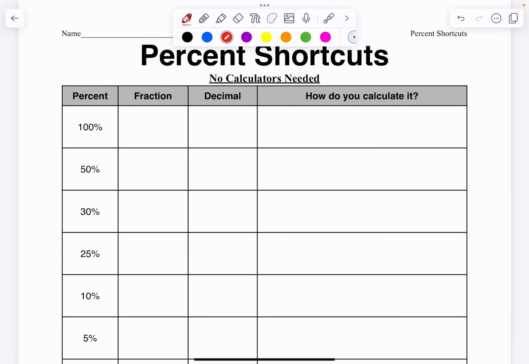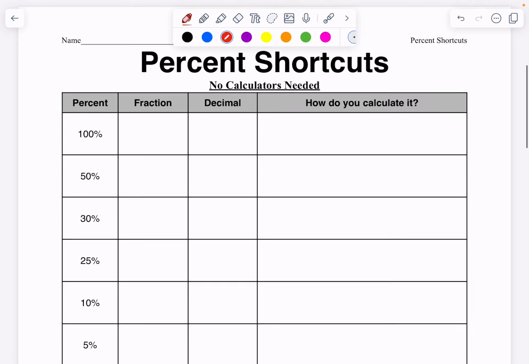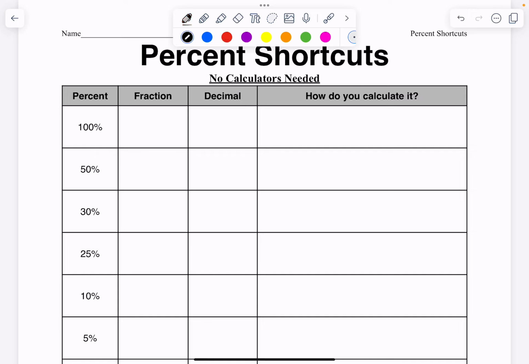When we use these percent shortcuts, this would be like figuring out percent of a number. So like if I was asking you for 50% of a number or 30% of a number, these are some of the shortcuts that you could use. I'm going to go through these kind of quickly because we'll go over these in class. But first we're going to talk about what these different percents would be as fractions and decimals.